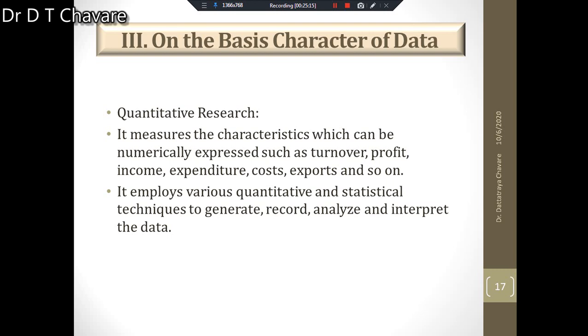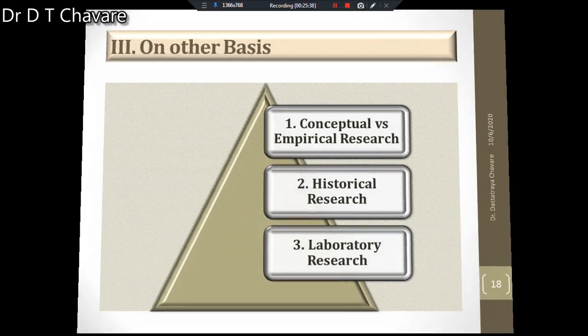It means that in this research different types of quantitative and statistical techniques are used. For what purpose? To generate, record, analyze and interpret the data. This type of research is also conducted, and that is called quantitative research.